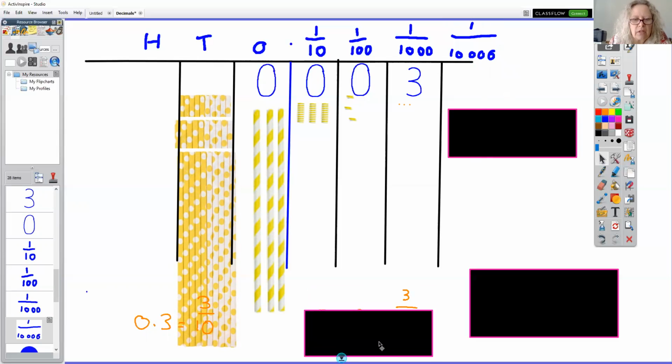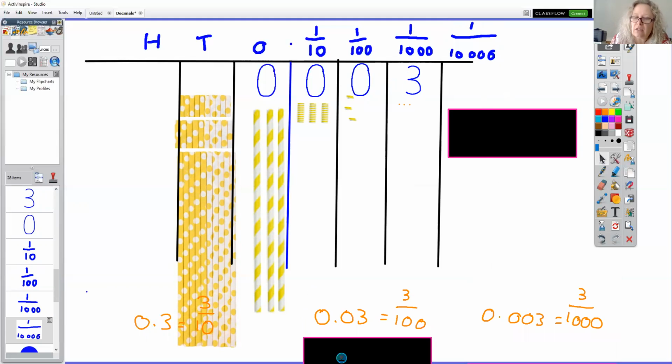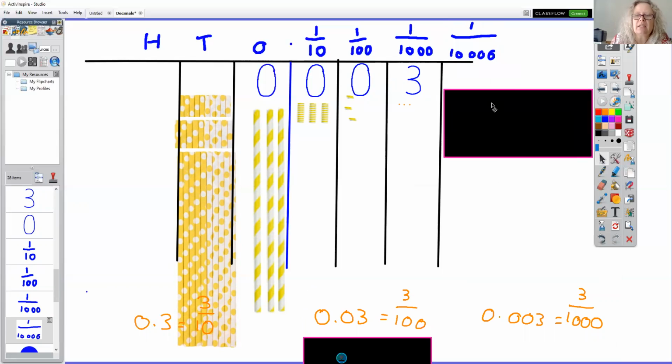So down here, I've written that 0.03, that's a 3 over here, is 3 hundredths, because that's the hundredths place. And I think I've written that 0.003 is 3 thousandths, and that's the thousandths place.